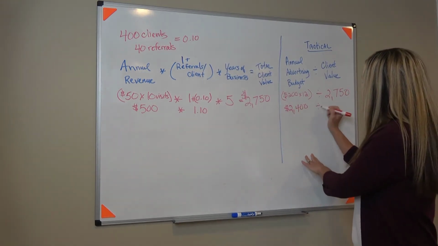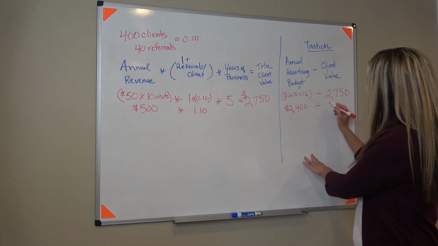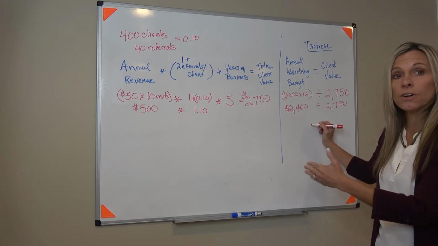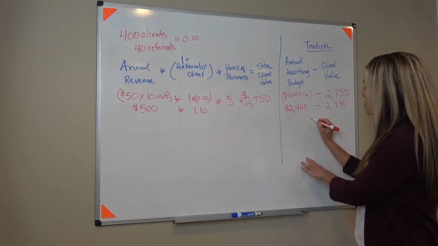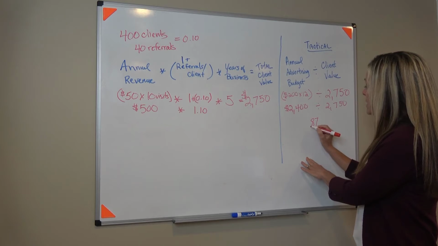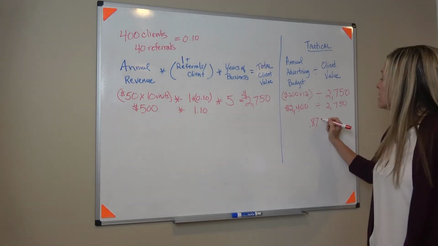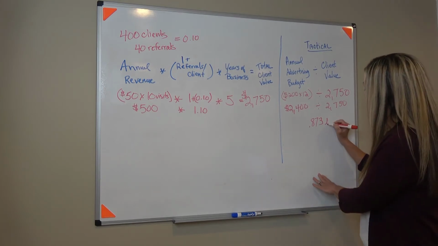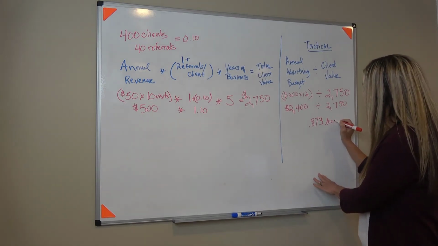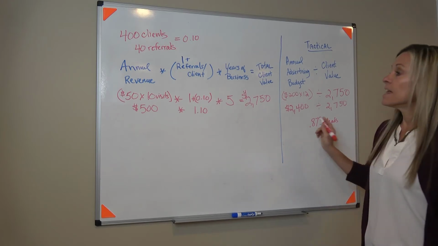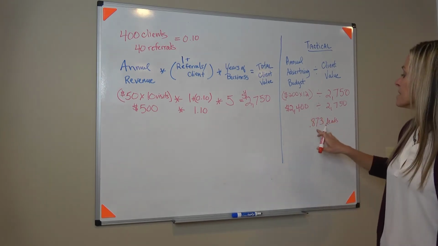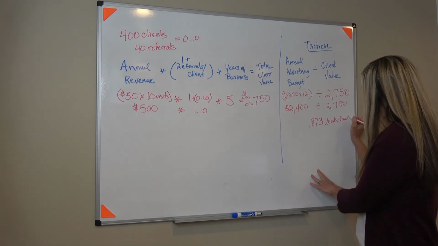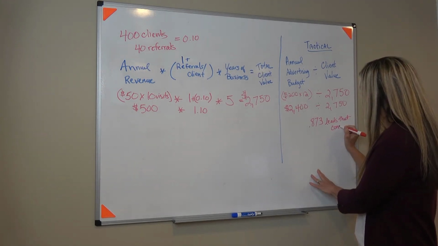And now I'm going to divide that by 2,750, which is my client value from the leads that are being generated. And that basically comes down to 0.873, all right? So that is the number of leads that needs to be generated that are converting. All right, so this is the number of sales really that you need. I'm going to write that up too, sales that convert.